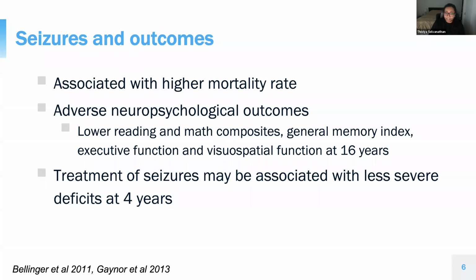Seizures are important for outcomes. Seizures have been associated with higher mortality rate in this group and have also been associated with adverse neuropsychological outcomes, such as lower reading and math scores, poor memory, executive function, and visuospatial function later on in adolescence. And there may be some evidence to suggest that treatment of seizures in this post-operative period may be associated with less severe deficits at 4 years of age in this group. And so this is why detection of seizures is very important, so that we can treat them adequately.